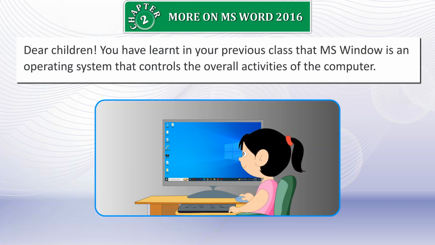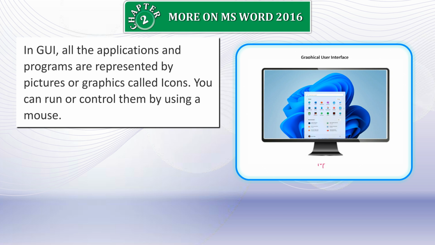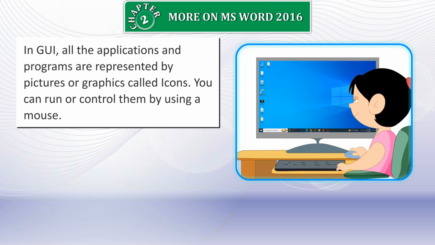Dear children, you have learnt in your previous class that MS Windows is an operating system that controls the overall activities of the computer. It has been developed by a company called Microsoft. Hence, it is known as Microsoft Windows or MS Windows. It is a graphical user interface program, GUI. In GUI, all the applications and programs are represented by pictures or graphics called icons. You can run or control them by using a mouse.